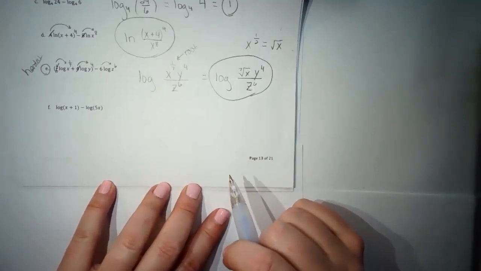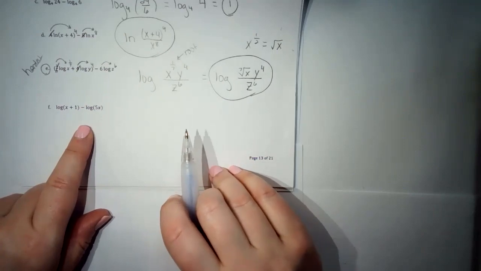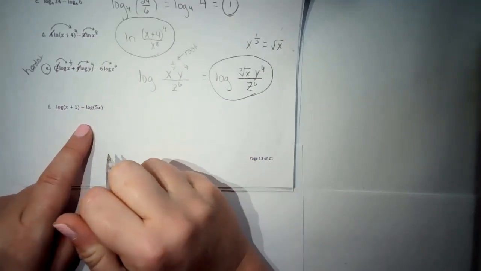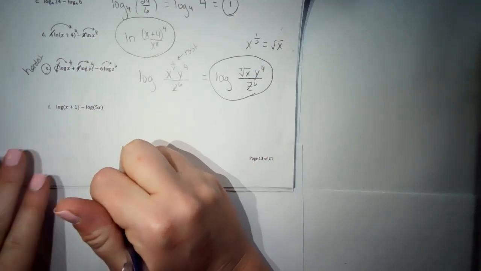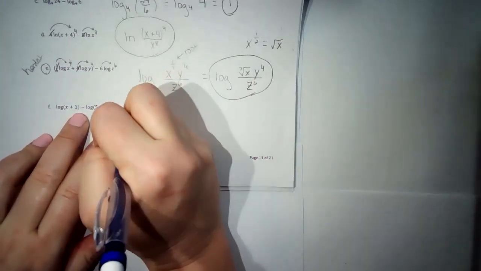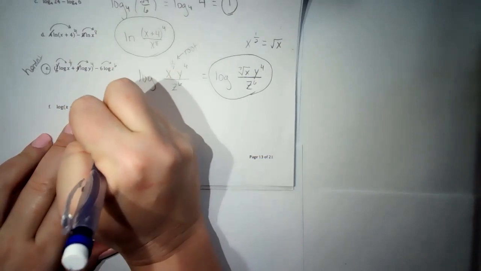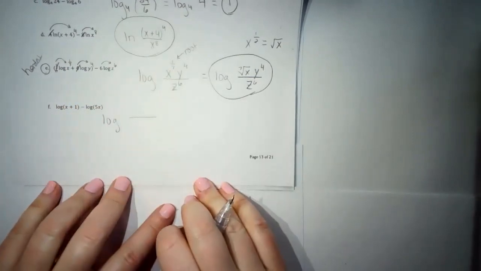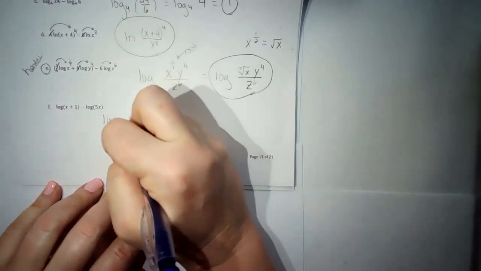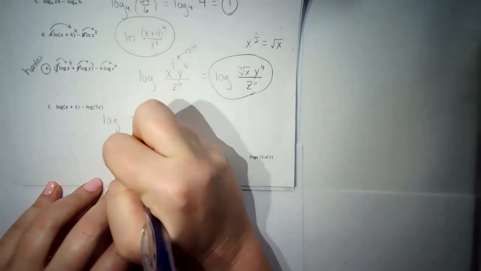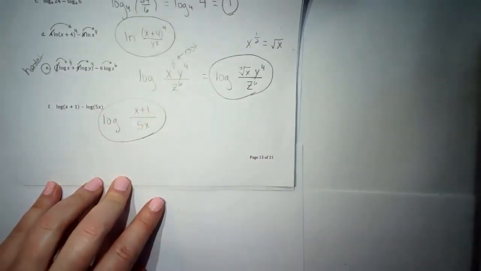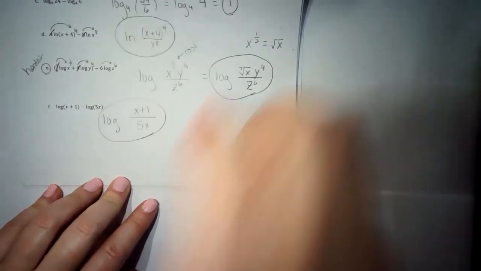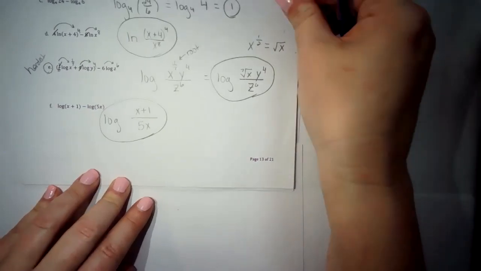Yep. Okay, here we go on this guy. He's easy. I don't even know why he's on here, but anyway. Okay, so I don't have any coefficients, so there's no exponents, but I see a minus. So I'm going to have a division. I forgot to write log. Okay, who's in my numerator? X plus 1. Who's in the denominator? 5x. Ta-da. Okay, easy peasy. All right. Everybody okay on that page?